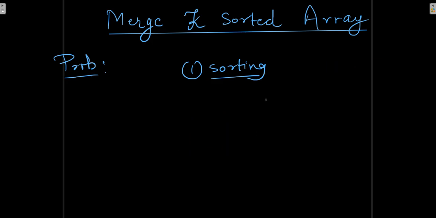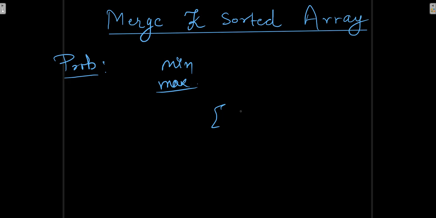Fine. I will say okay, I'll think of a heap data structure, but which heap? Min heap or max heap? We need to make a single array which contains the smallest element first and then the largest element in the last.